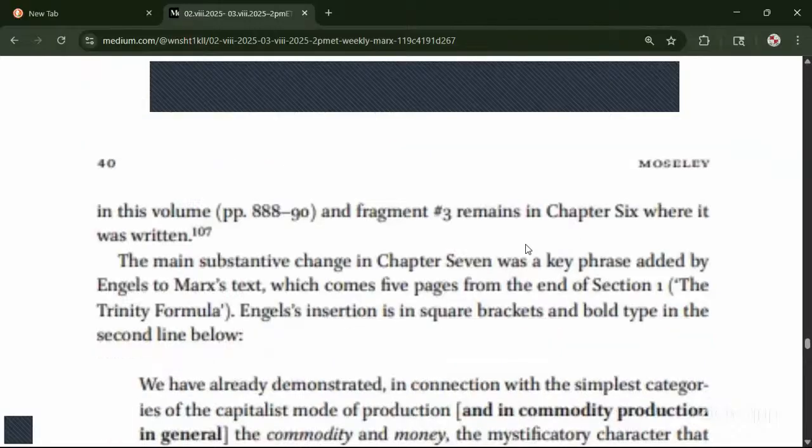The main substantive change in Chapter 7 was a key phrase added by Engels to Marx's text, which comes 5 pages from the end of Section 1. That is the Trinity formula. Engels' insertion is in square brackets in bold type in the second line below.